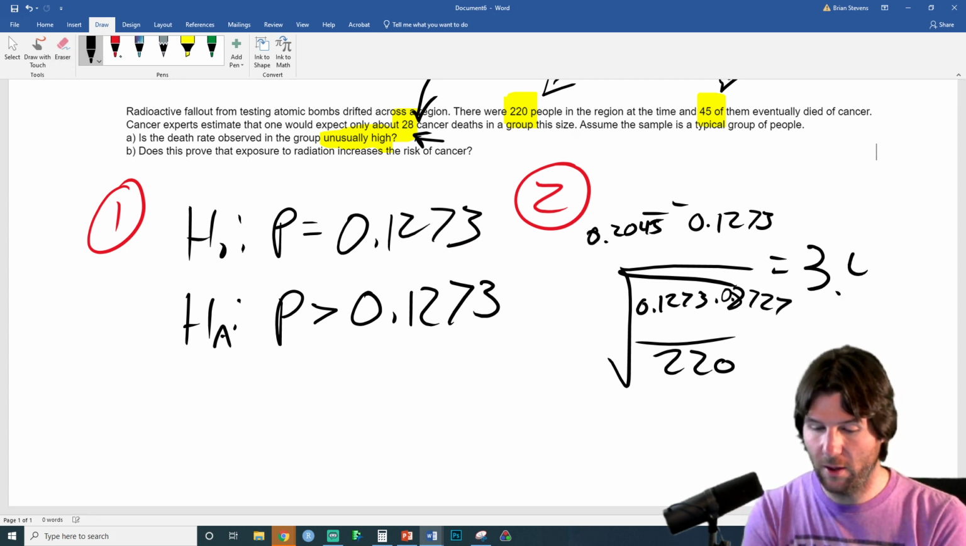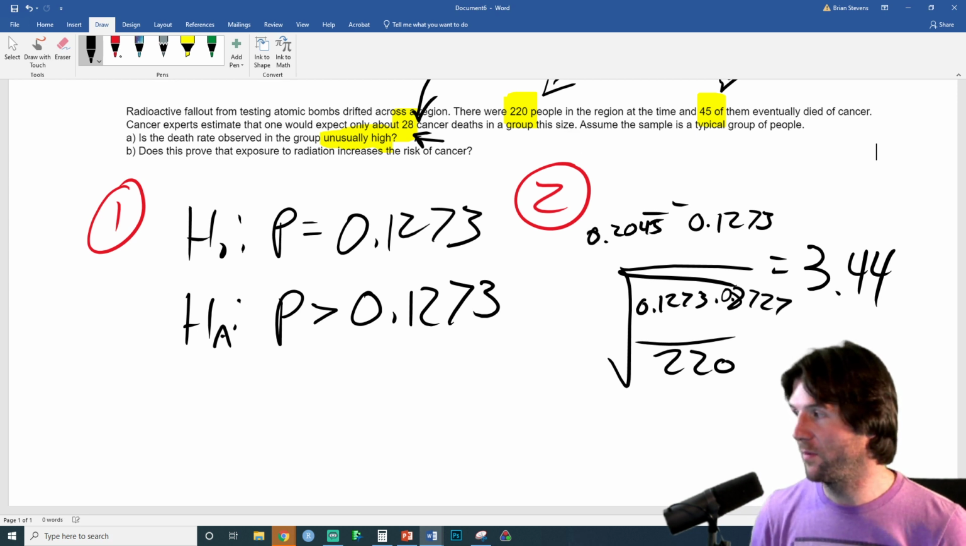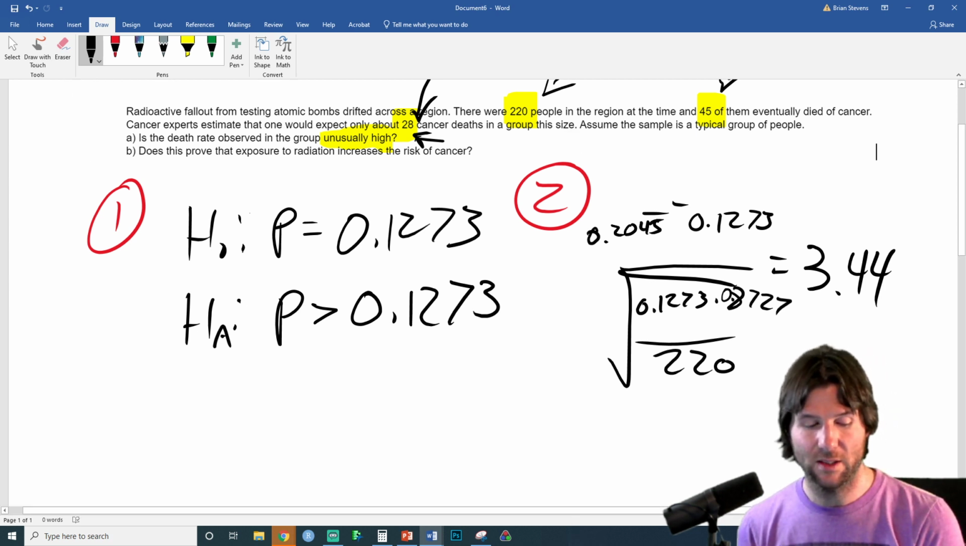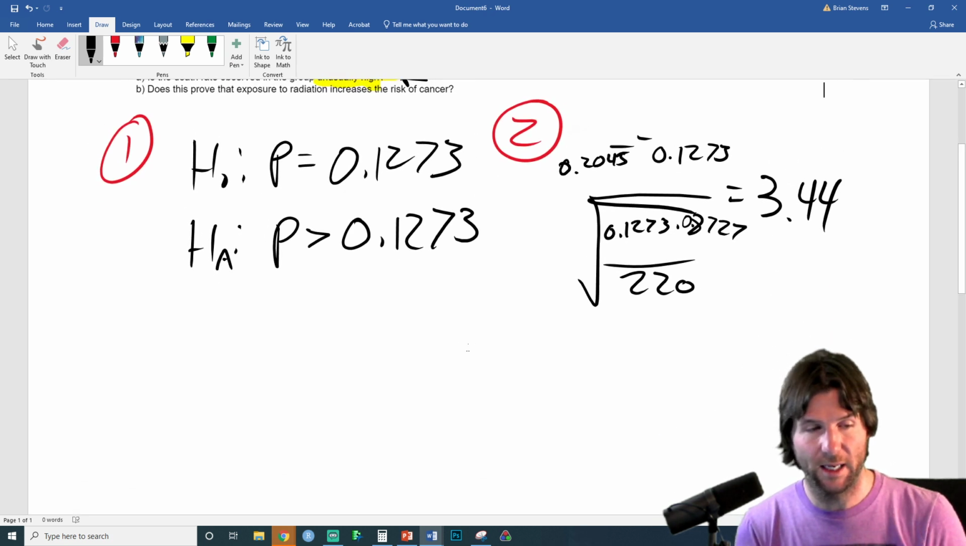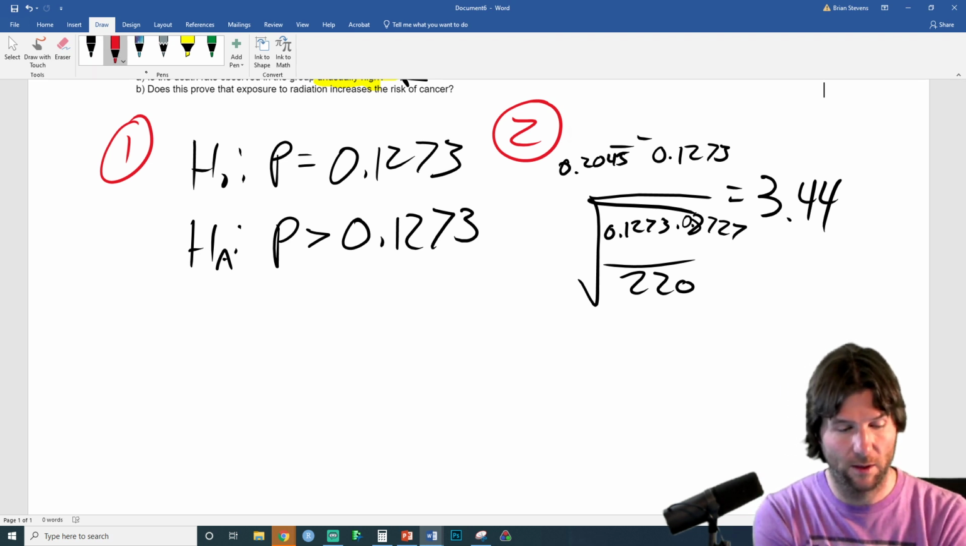This can be done in the calculator under 1-PropZTest. I've got some videos on that. So 1-PropZTest can be done on the TI calculator pretty quickly, and it'll solve even for the p-value. So we can basically get the p-value here. It's going to be very, very tiny. We need to make sure we get it correct, though.